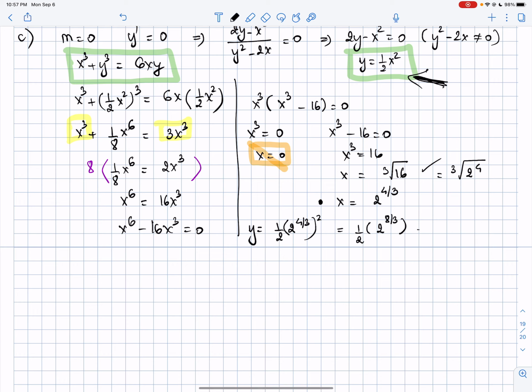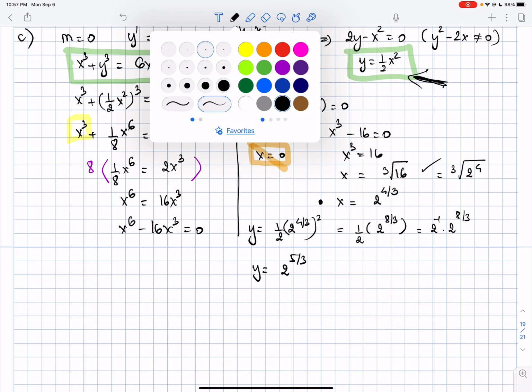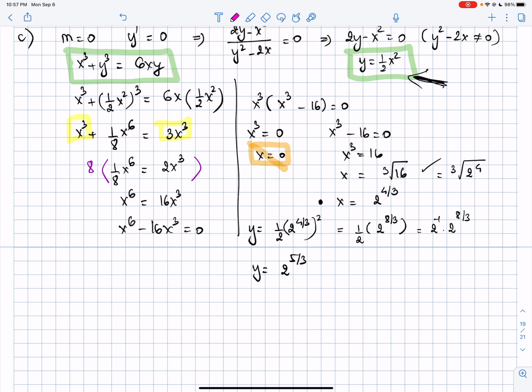If we want to simplify, 1/2 is 2 to the negative 1, and 2 to the 8 over 3 like this, right? So now we will add the exponents. So negative 1 add 8 over 3. So we will multiply by 3 over 3. That will give us 5 over 3. So 2 to the power of 5 over 3. So we have two answers for this point: x equals 2 to the 4 over 3 and y equals 2 to the 5 over 3.